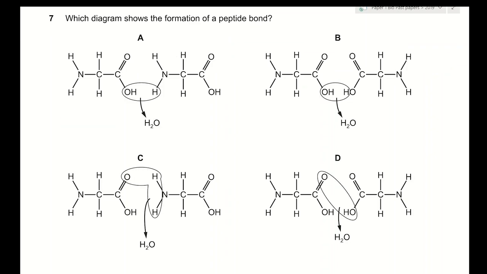Question number 7. Which diagram shows the formation of a peptide bond? So, a peptide bond is formed by the removal of a hydroxyl group from the carboxylic acid group and the removal of a hydrogen atom from the amine group, which is this one. Therefore, A is going to be the only correct answer. And water is released during the formation of a peptide bond in a condensation reaction.